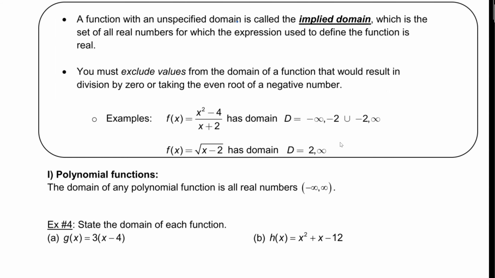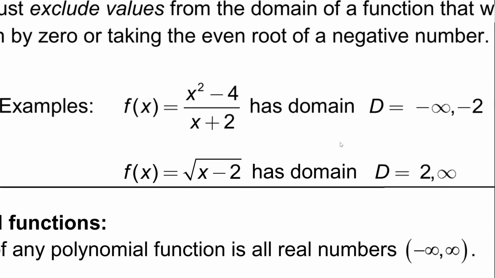Okay. So, a function with an unspecified domain is called the implied domain, which is a set of all real numbers for which the expression used to define the function is real. What this means is you must exclude values from the domain of a function that result in division by 0 and taking the root of a negative number. So that's what we were talking about at the beginning of class. This first little box is the same as what was in your notes, but this is better.